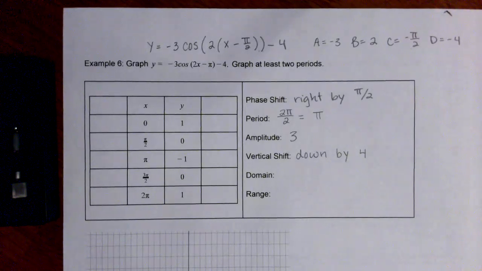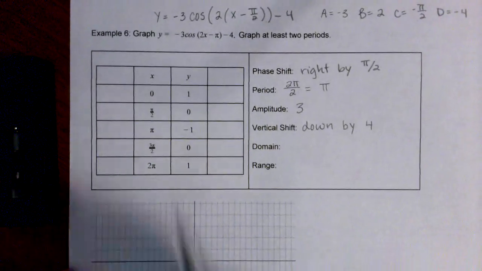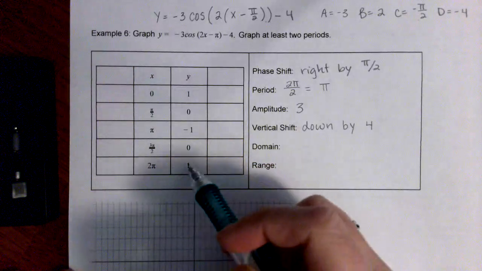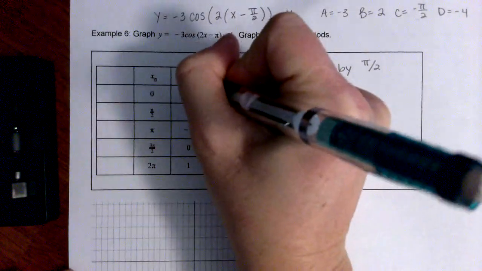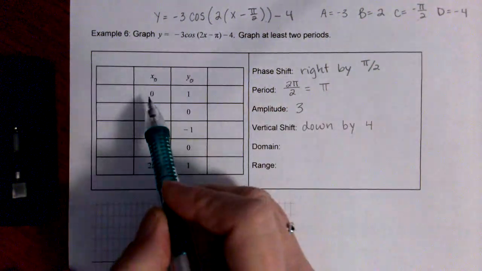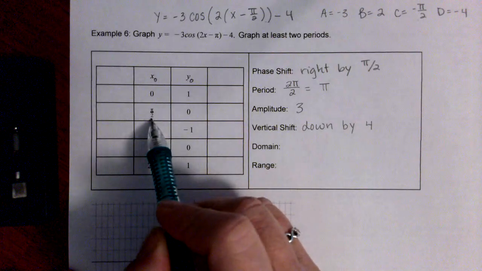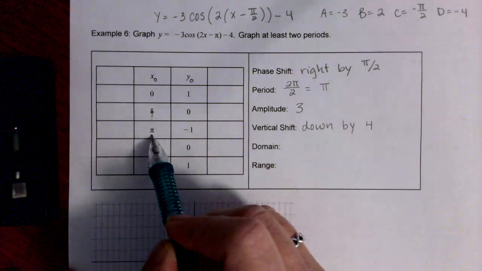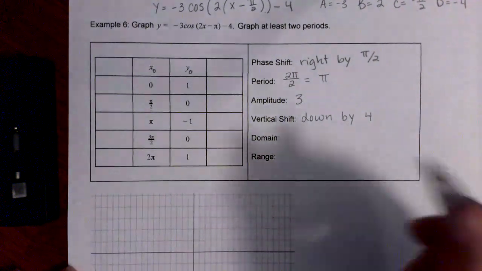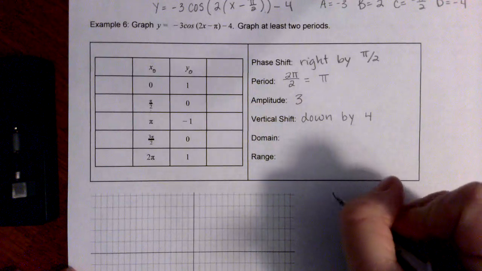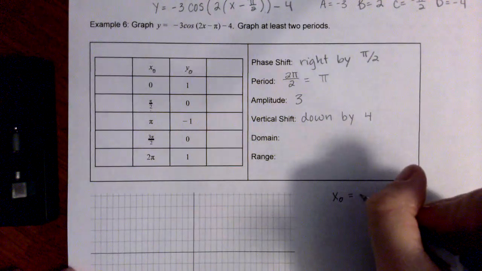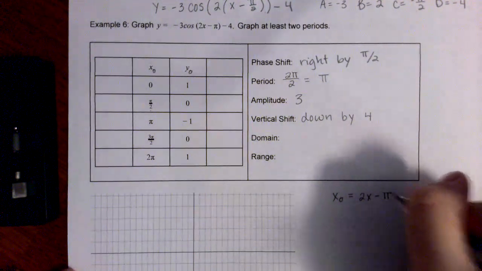Okay, so we're using transformations again. These are my parent value table, right? This is actually my x0 and my y0 for my parent cosine graph. At 0, my cosine is 1. At pi over 2, my cosine is 0. At pi, -1, and so on. So I'm going to do a little bit of work down here, but I see that my x sub 0, this is the same as transformations that we've done before, is now 2x minus pi.